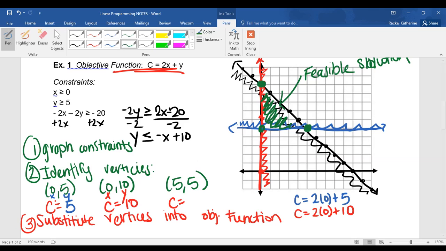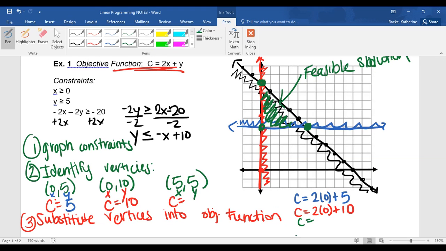And last one, x, y, subbing in 5 for x plus 5 for y. So 2 times 5 is 10. 10 plus 5 is 15.